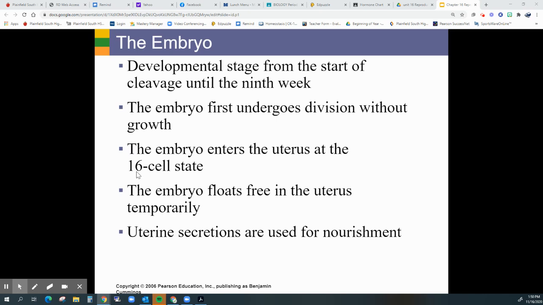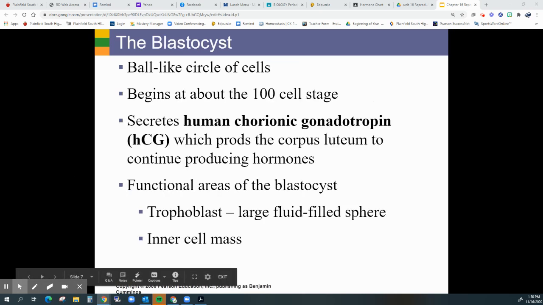Once the embryo hits about 16 cells, it can then enter the uterus. So it should be pretty close to the uterus at that point in time. And then the embryo still has not implanted into the uterus at this point. So it's actually relying on just secretions inside of the uterine walls to kind of keep itself nourished at that point.